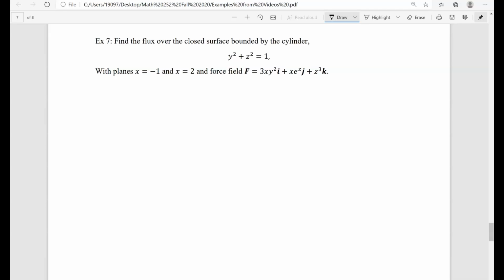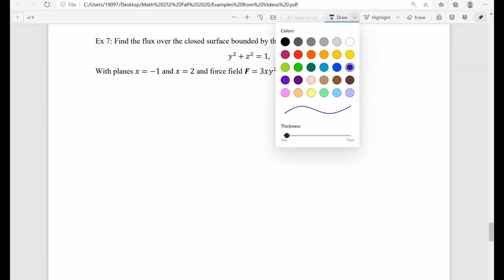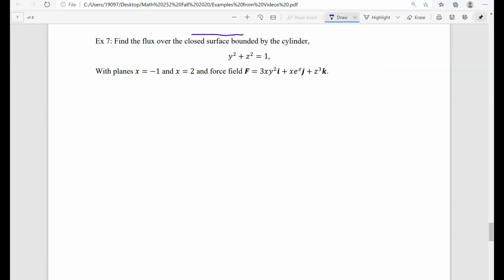So what we're going to do here is find the flux over a closed surface bounded by the cylinder y squared plus z squared equals 1, and it has planes x equals -1 and x equals 2. So you kind of have a cap on this cylinder, over this particular force field. Luckily for us, if you see the words closed surface, or something that indicates your surface is closed and bounded, then you can use the divergence theorem.